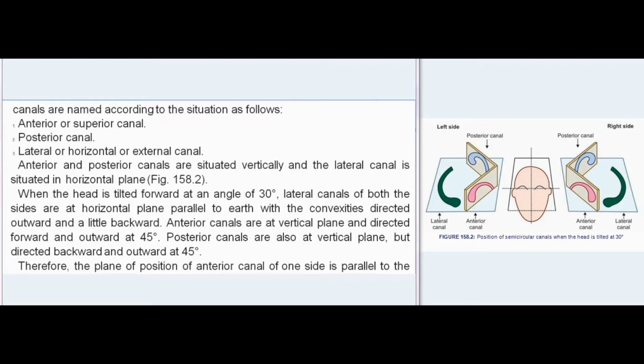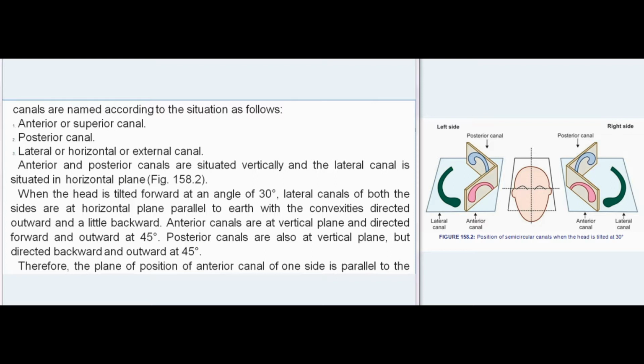Anterior canals are at vertical plane and directed forward and outward at 45 degrees. Posterior canals are also at vertical plane, but directed backward and outward at 45 degrees. Therefore, the plane of position of anterior canal of one side is parallel to the plane of posterior canal of opposite side. Ampulla. There are two ends for each semicircular canal.